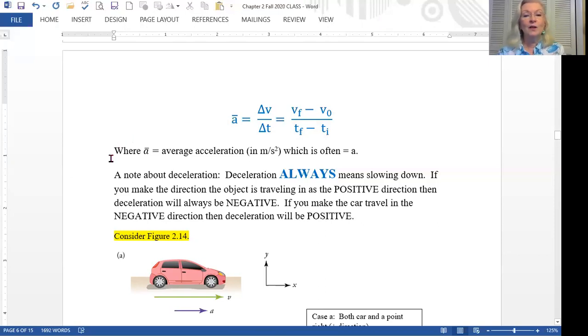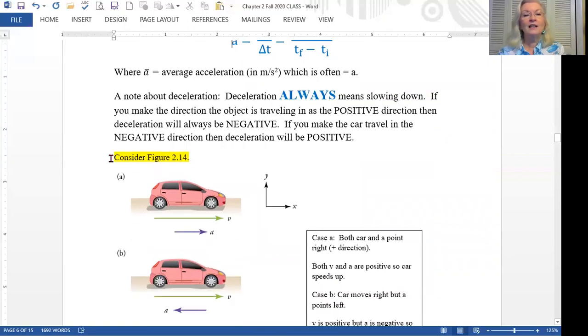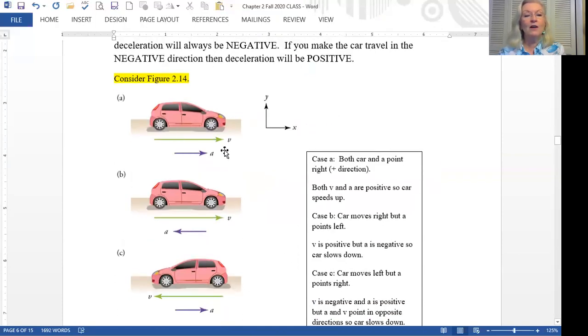All right, so we're going to be dealing with accelerations. Again, acceleration can be positive or negative, can point the same way as the velocity or opposite. And deceleration's always slowing down. So we'll look at this little graphic from the book. Here we've got velocity, which is the green arrow, and acceleration, which is the purple, going in the same direction. Here we have them going in opposite directions. That means this car is slowing down.